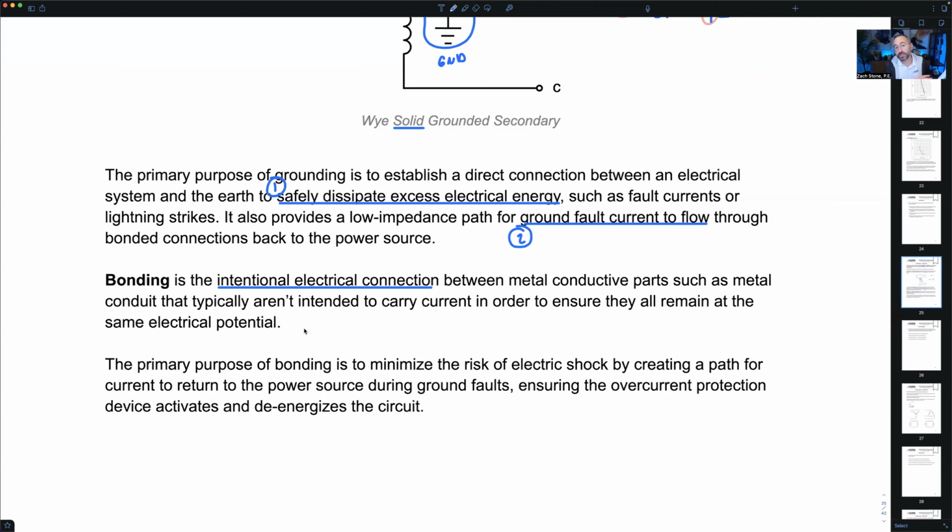Well, if I touch that case, the case is metal, and metal conducts electricity, but the metal enclosure is not designed or intended to carry current, right? An accident's happening. Now that I touch it, I'm part of that electrical circuit, right? Dangerous. So we create an intentional electrical connection to any parts that are metal in our equipment that are not designed to be current carrying conductors, so that if a ground fault happens, we now have a low impedance path for that connection.